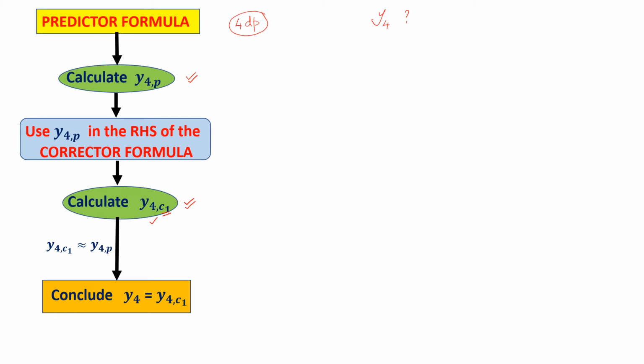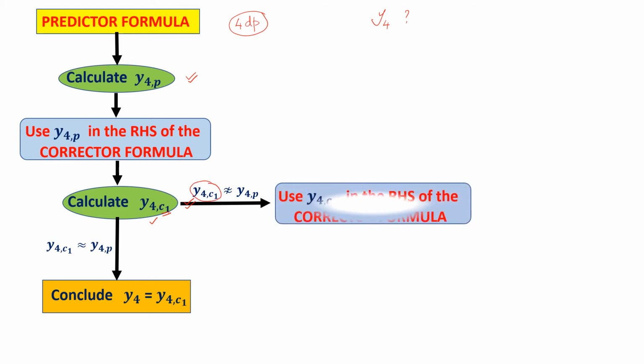But if the corrected value, the new value of y4, that is y4c1, is not approximately equal to y4p, it is not equal, then what should I do? Proceed further. I have to use this y4c1 back in the right hand side of the corrector formula. So I am repeating this process again.